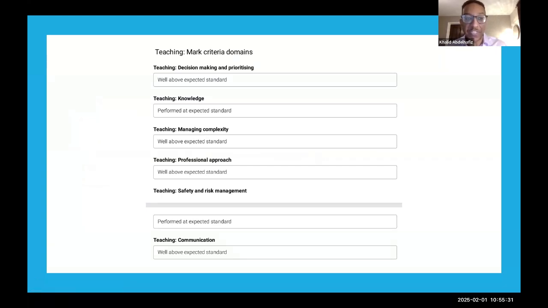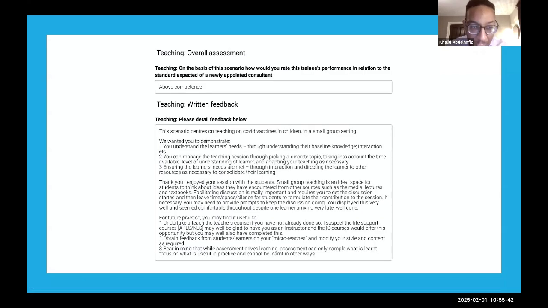But it's about the teaching. It's about what to say. It's about the structure. It's about the engagement. It's about the professional approach. About the communication as well. So you can have 2 minutes reading this, but I just want you to read the first paragraph. What the assessors wanted me to do, right? Because this is what they will be marking you against.